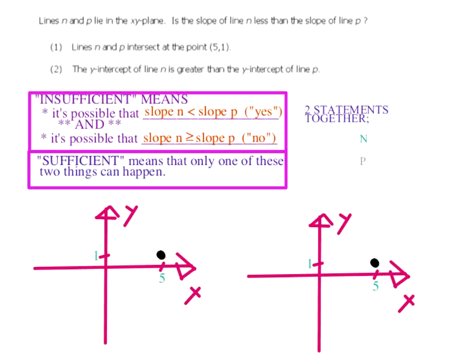So what you're going to notice here is you can get a yes fairly easily. Let's say we have line N. If line N is here, for instance, y-intercept, and then line P is over here, then here you have slope N less than slope P. The question becomes, can you get slope N to be bigger?